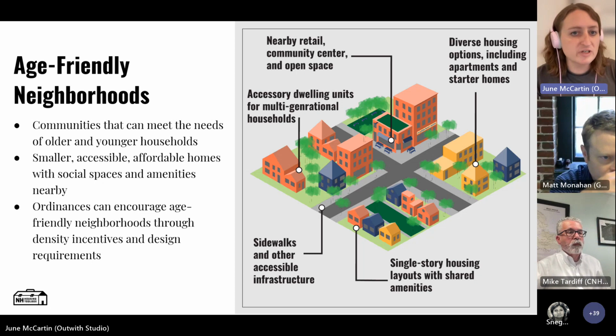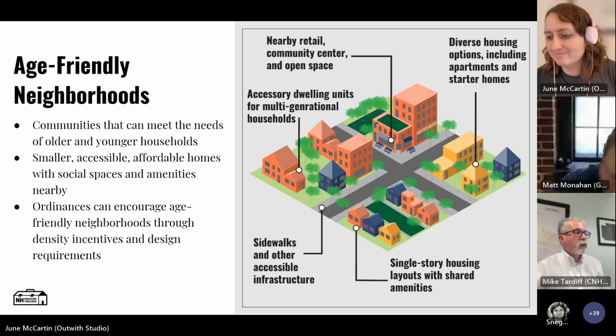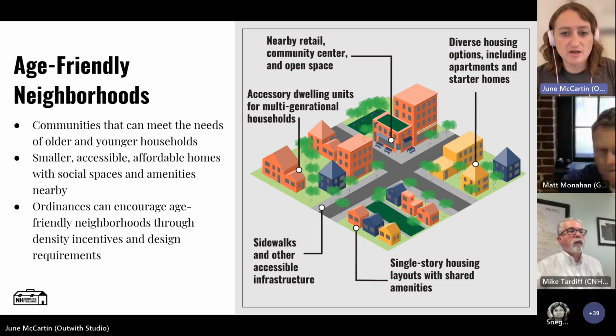Having things like community spaces or open space within a short walking distance, having multi-generational options for more complex family systems and care management, things like infrastructure, sidewalks, and then single-story housing layouts. It's these pieces of housing development and community development that come up again and again, particularly in aging communities, but also communities seeking younger residents, younger families, et cetera.